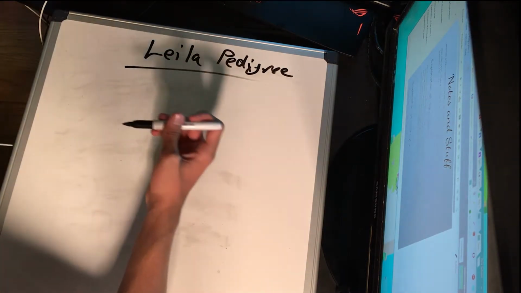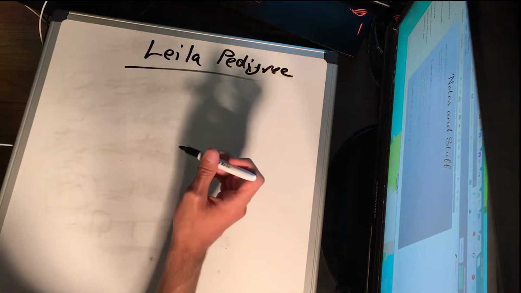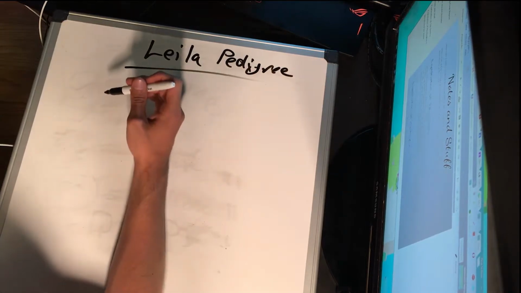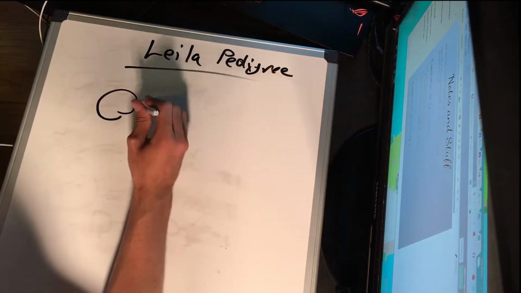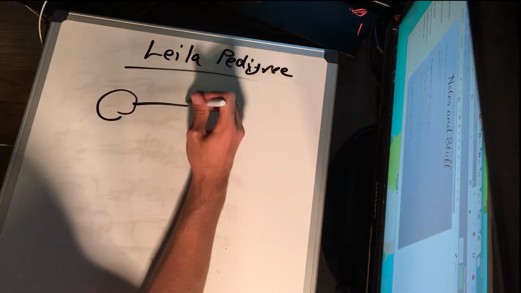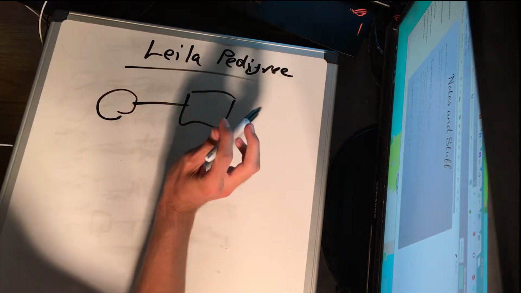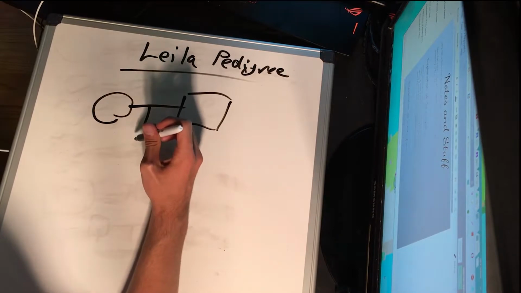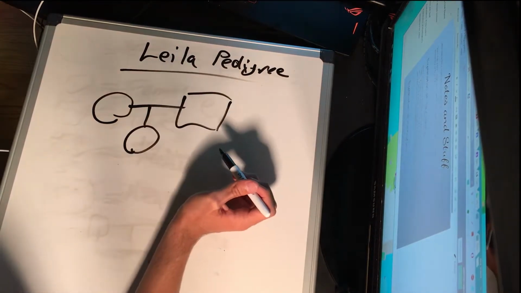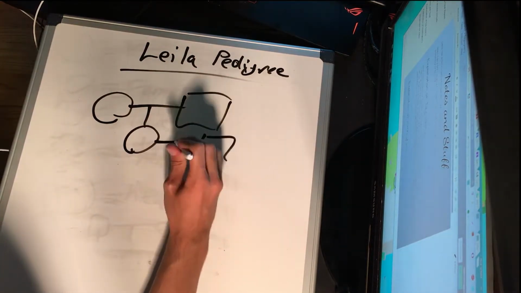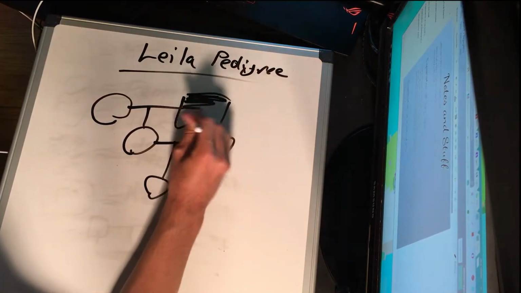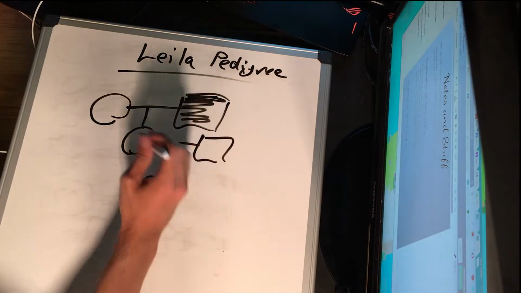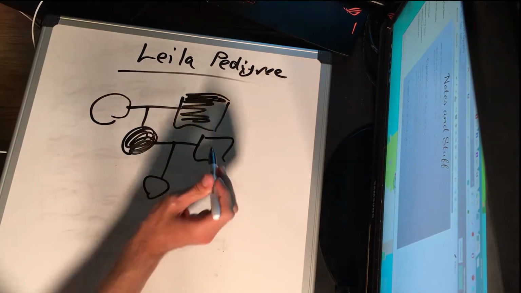So Leila has Huntington's. So this is from the information that we're given from the article. This is how the pedigree is gonna look. Alright, so he has the disease and she has the disease.